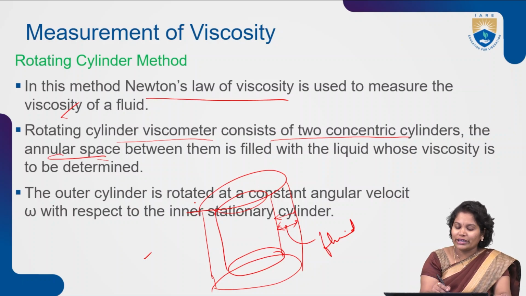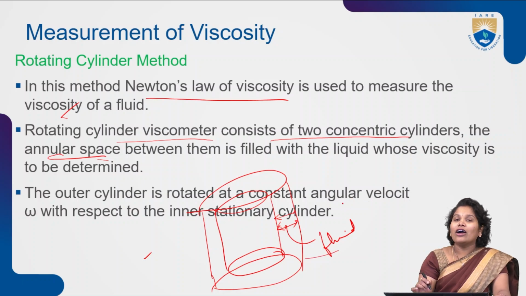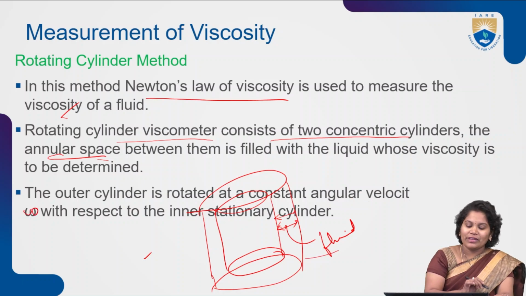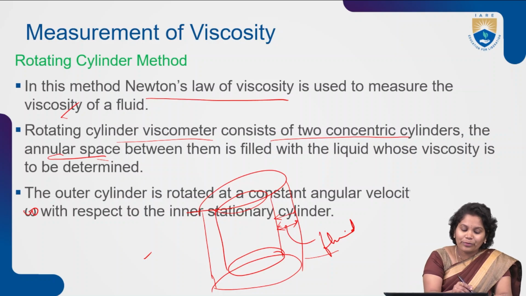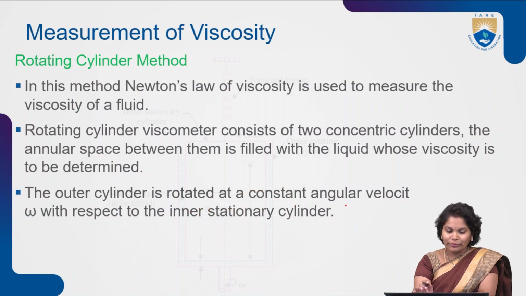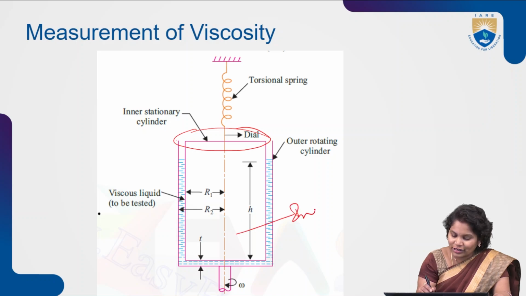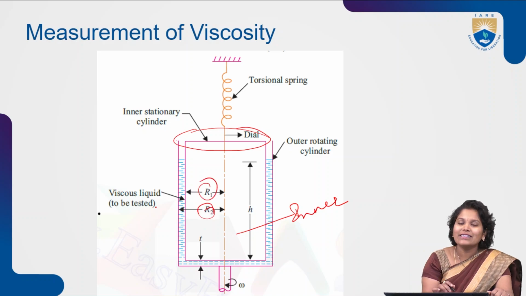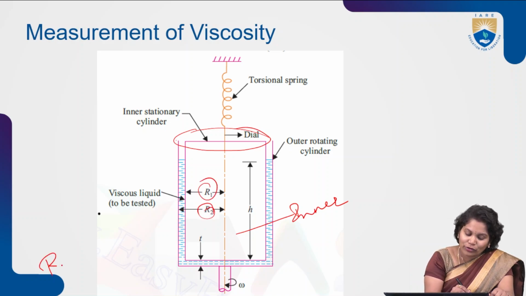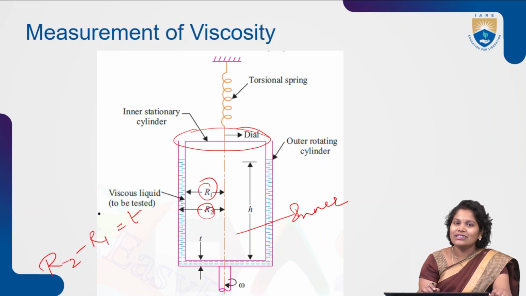The outer cylinder is rotated with a constant angular velocity omega with respect to the inner stationary cylinder. This is what the diagram is. This is the outer cylinder and this is the inner cylinder. The outer cylinder radius is R2 and the inner cylinder radius is R1. In between these, R2 minus R1 is t.